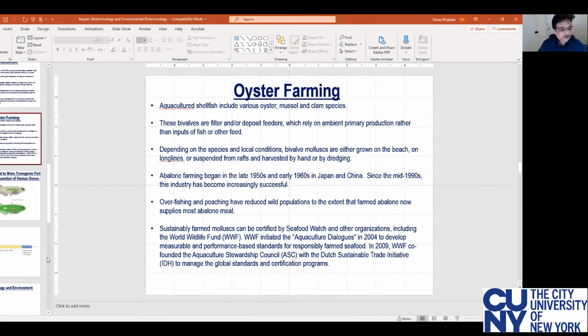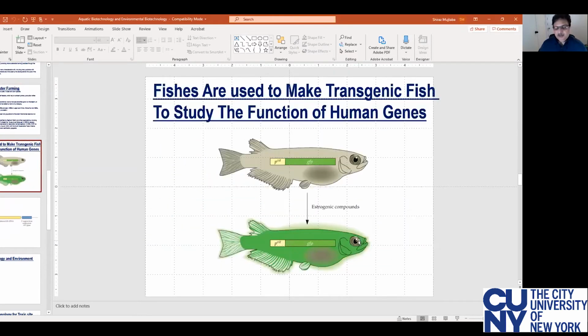So pay attention here. Now I would like to change gears. I want to move into the use of sea organisms or aquatic organisms as a research tool. What you see in the figure, I want you to pay attention to this figure. You see here a DNA sequence, which is green color coded, and in the center it writes GFP. And here you see that the whole fish has turned green.